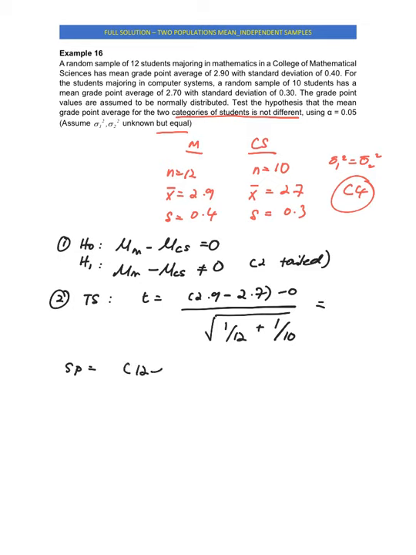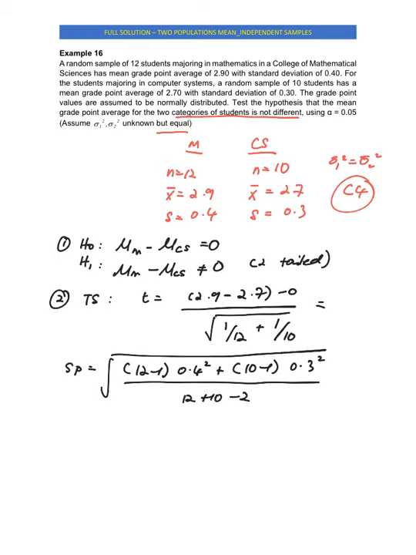SP kita N1 minus 1, 12 tolak 1, S1 square, 0.4 kuasa 2, tambah 10 tolak 1, darab dengan 0.3 kuasa 2, bahagi dengan 12 tambah 10 tolak 2. Jangan lupa square root. So finally we get this value is 0.3585. Okay, so kat sini formula dia SP kan.